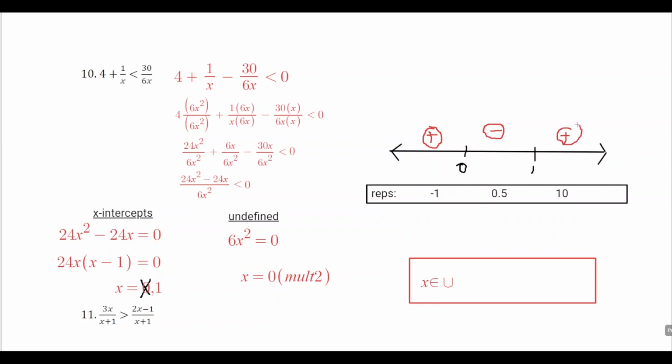So I'm looking for where it's negative, and here it doesn't really matter where it's 0 and where it's undefined, just for the sake of staying consistent with my labeling. I'll go ahead and label this as 0, this is undefined. But my solution set is going to be everywhere where it's negative. It looks like that's just one set, and that's going to be in between 0 and 1.